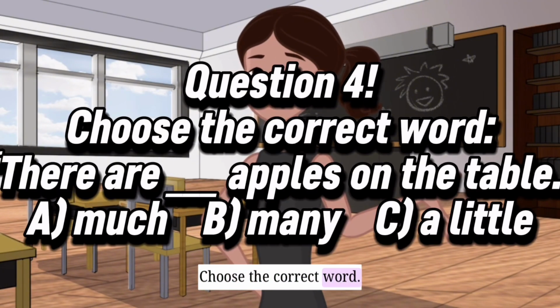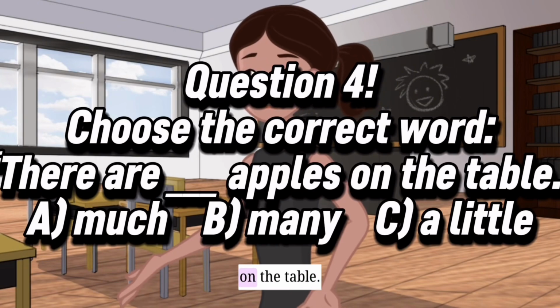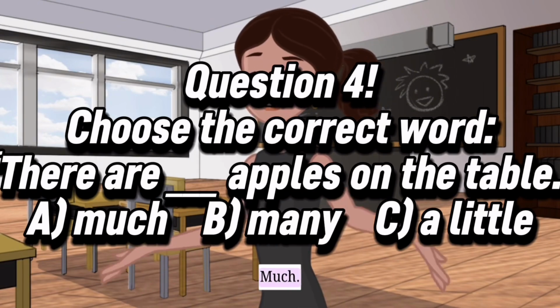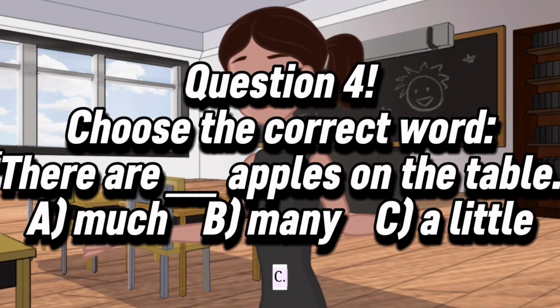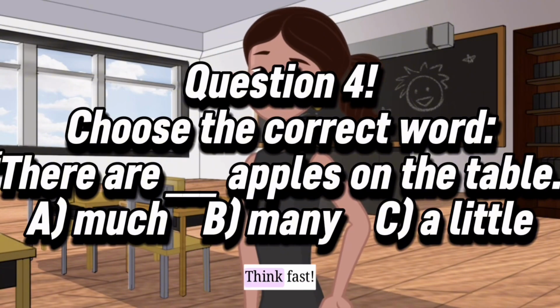Choose the correct word. There are apples on the table. A. Much. B. Many. C. A little. Think fast.